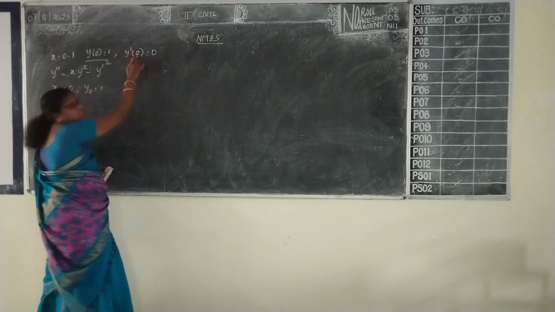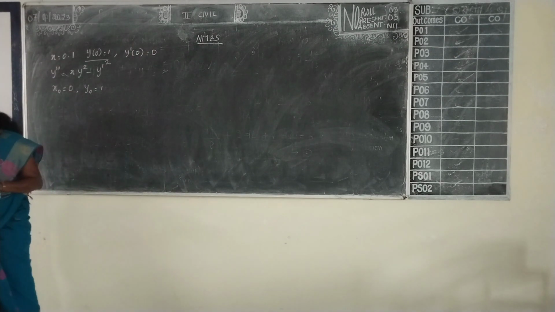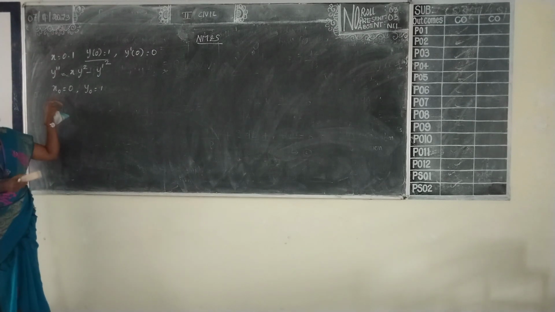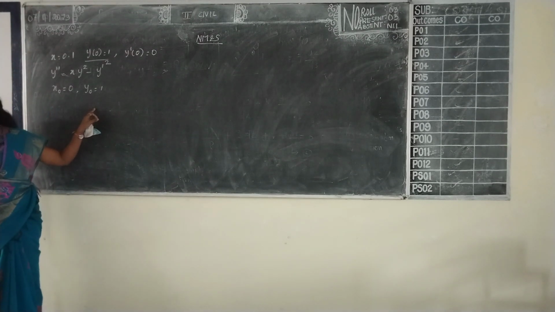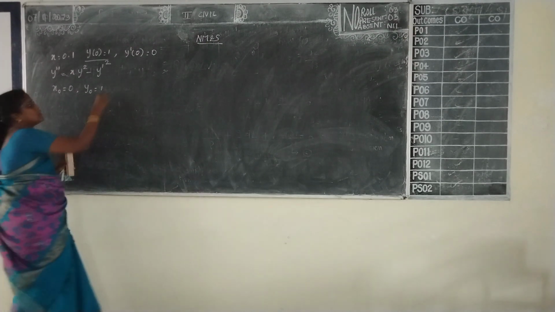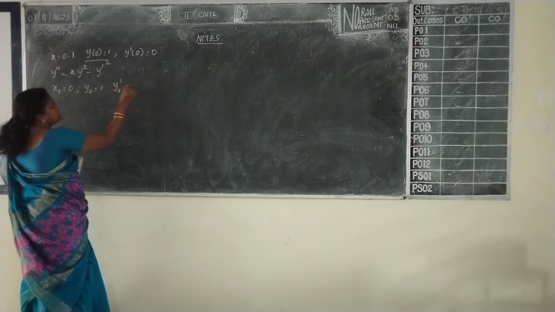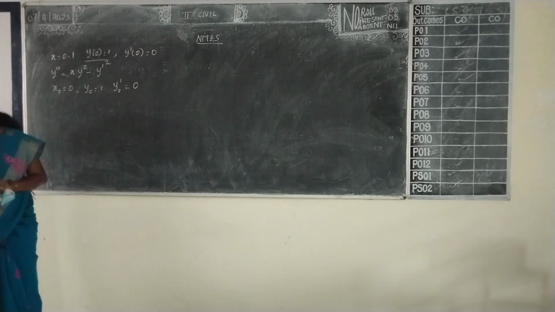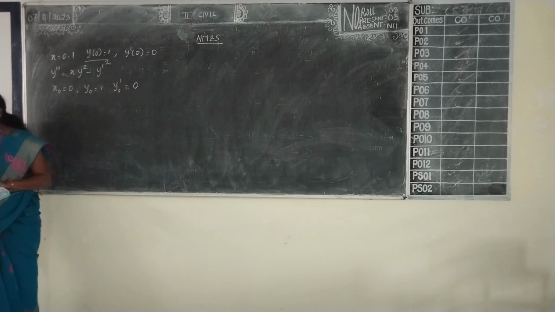Here we have the corresponding derivative value. For the x naught value, the corresponding y value is y naught. Its derivative will be denoted by y naught dash, because it is the derivative of the first y value. That is given to be 0. So three conditions are given, including up to the first derivative.